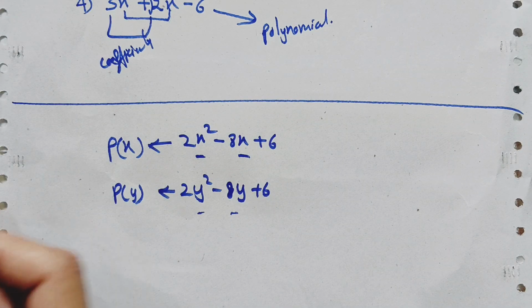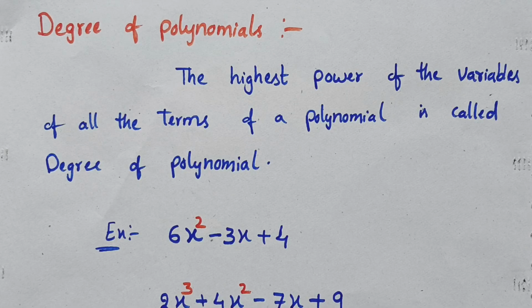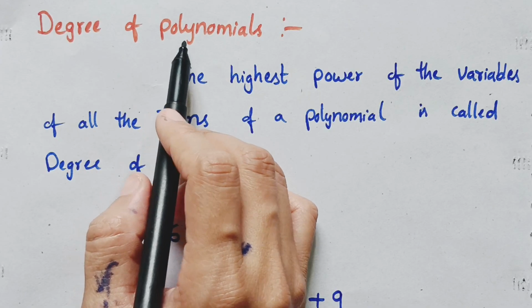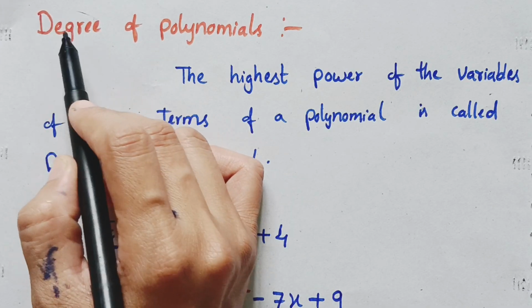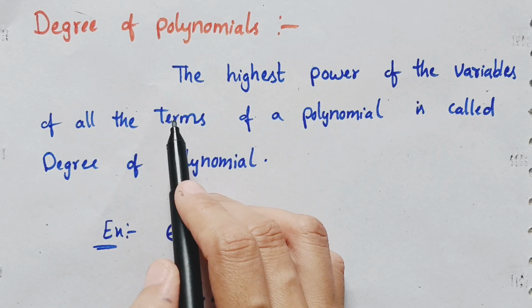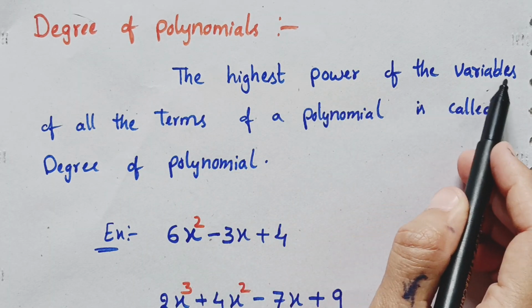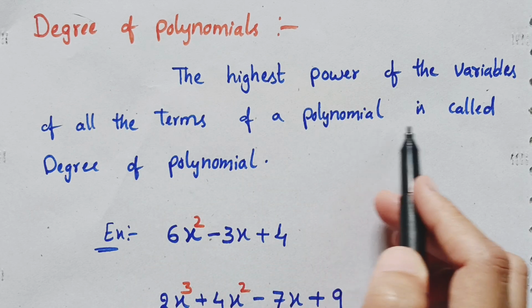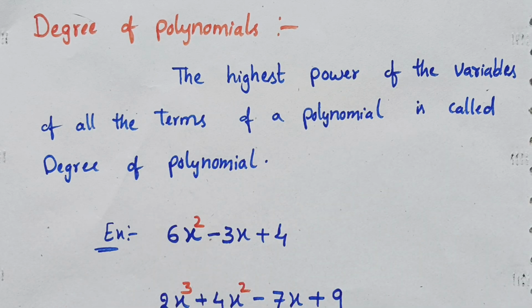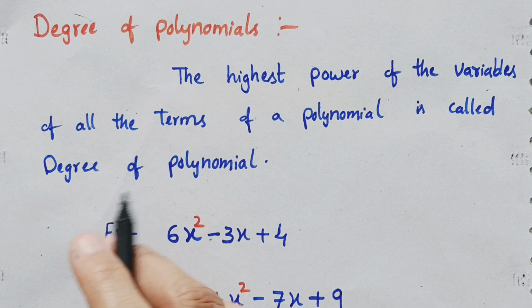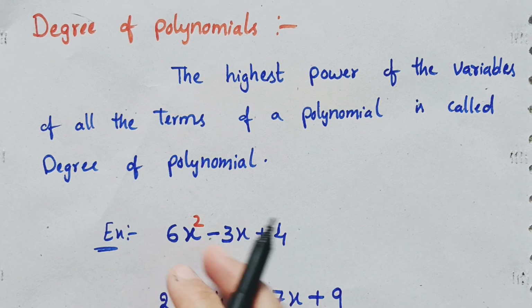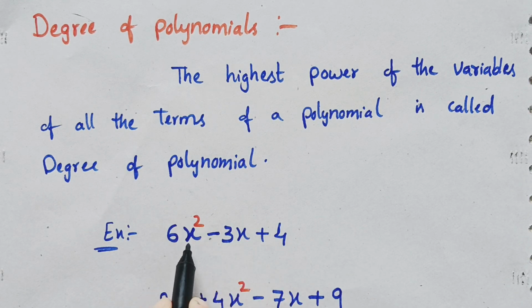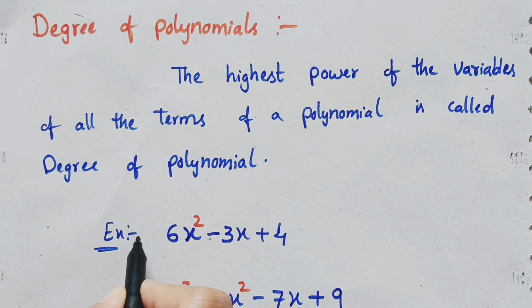Okay, now we'll see the next part. What do we mean by degree of polynomials? So let's see its definition. The highest power of the variables of all terms of a polynomial is called the degree of the polynomial. Okay, what does it mean? Suppose this is a polynomial in the x variable. So we can write it as p of x.